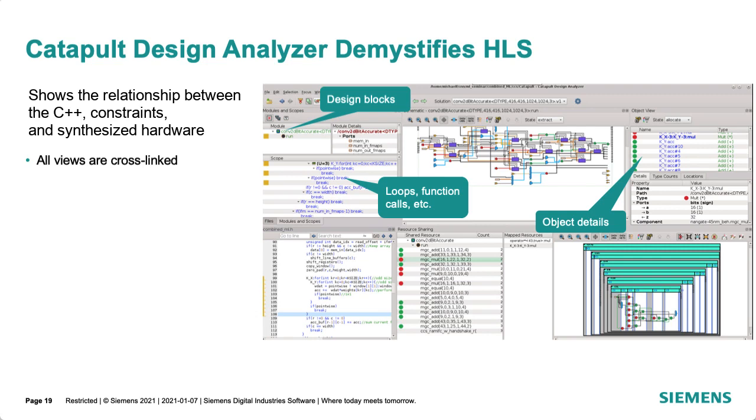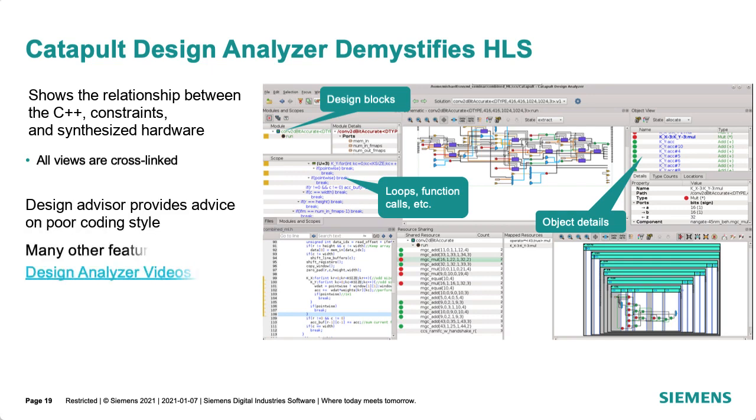The Catapult Design Analyzer shows the relationship between the C++, the design constraints, and the synthesized hardware. All the various views that Design Analyzer presents are cross-linked, so one can click in the RTL schematic and the appropriate section of C code will be highlighted along with the design schedule and things like the object details window.